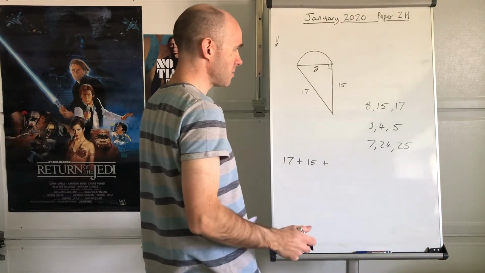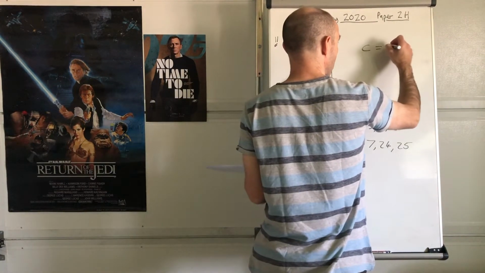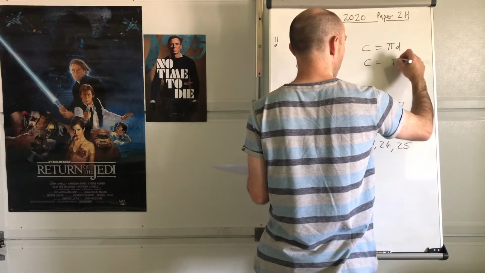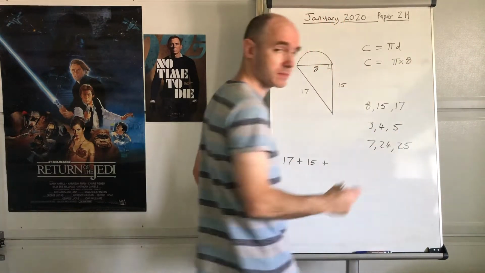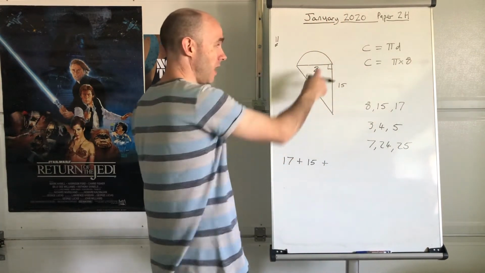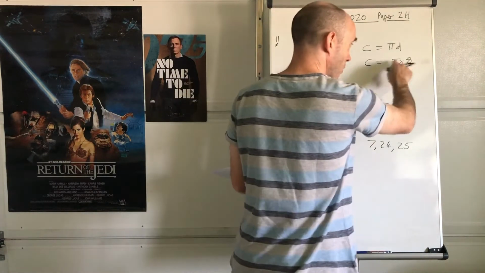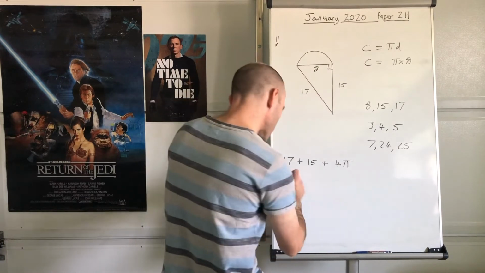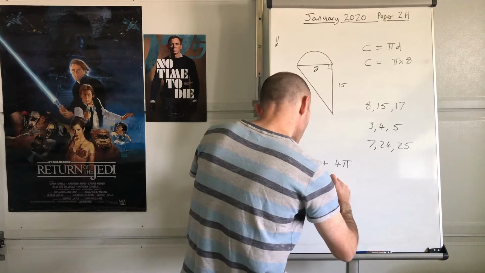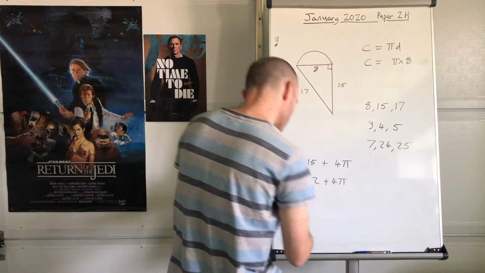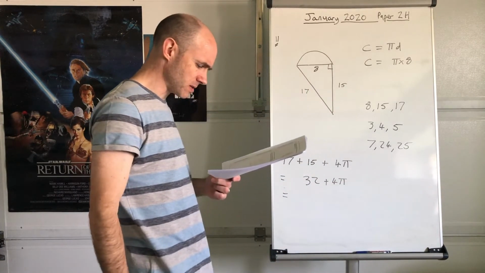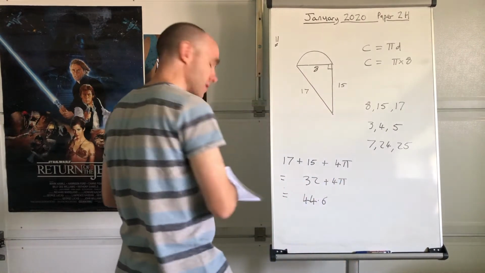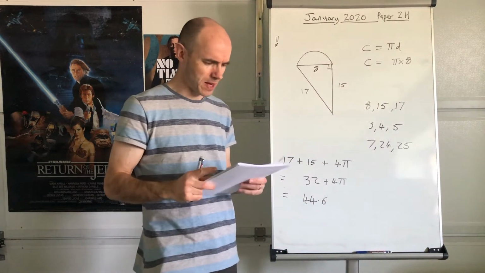Well, the circumference of a circle, of course, is pi times diameter. So for a full circle you'd have pi multiplied by 8. But you want to halve that to get the arc. So half of that is just 4 times pi. So I'm going to write down 17 plus 15 plus 4 pi. The exact answer would be 32 plus 4 pi, but they want us to round it to 3 significant figures. So that's 44.6. Hopefully you found that helpful.